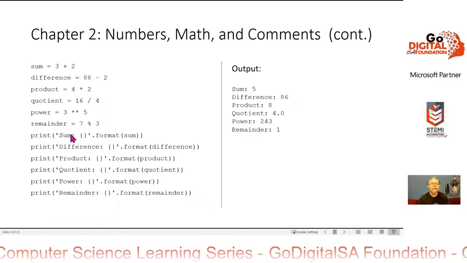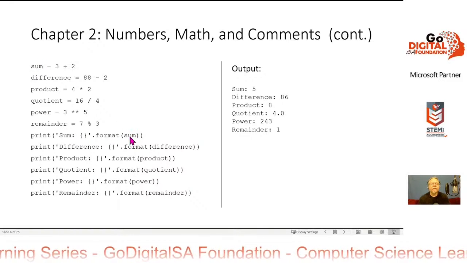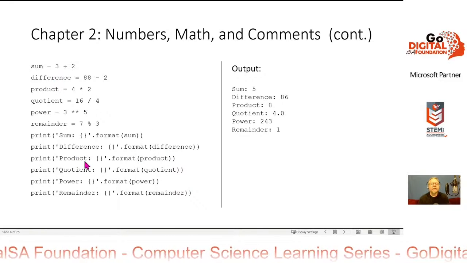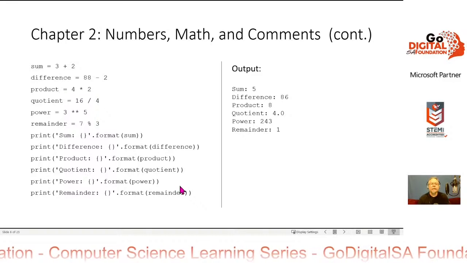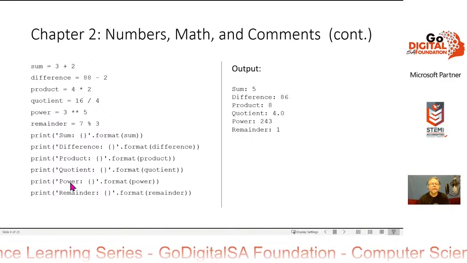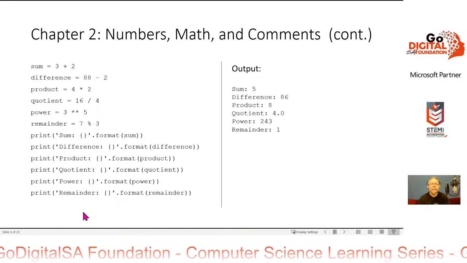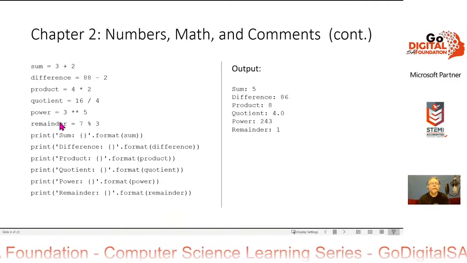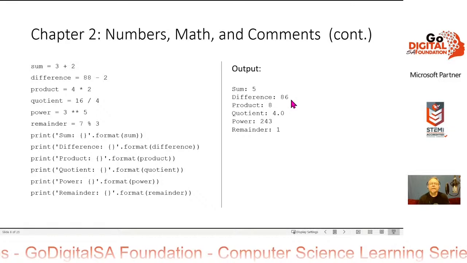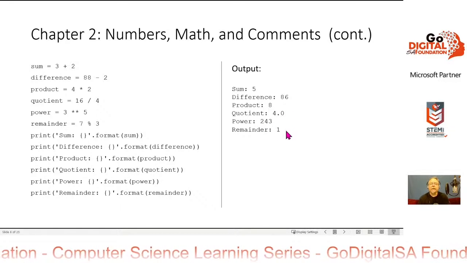Then if we print sum and we format the variable sum, and then difference with the value of difference, product with the value of product, quotient with the value of quotient, power, and print the value of power, and remainder, and print the value of remainder. That will give you this output. Sum is 5, difference is 86, product is 8, quotient is 4.0, power is 243, and remainder is 1.